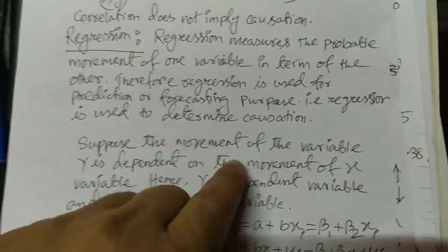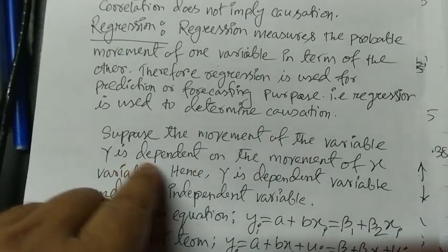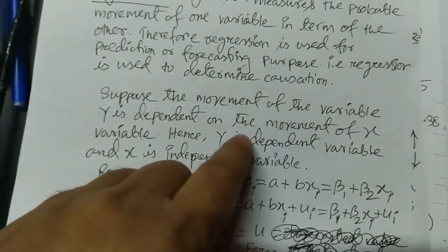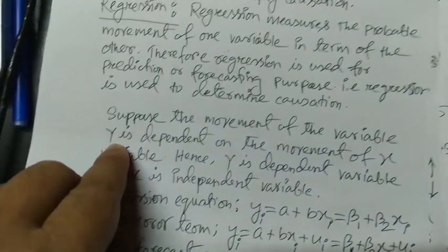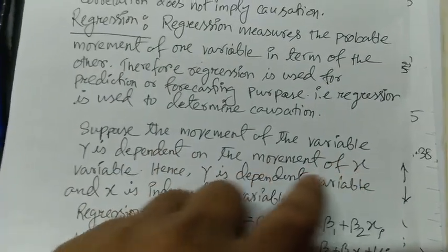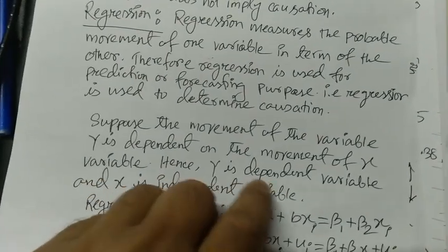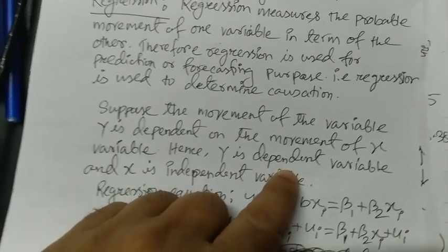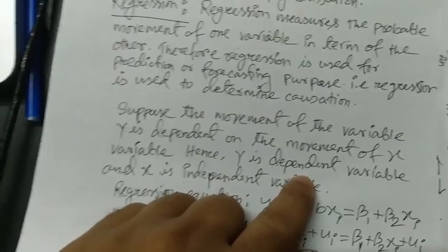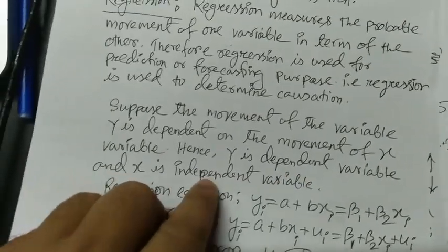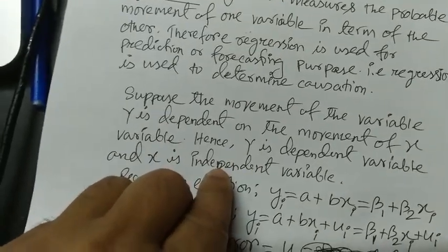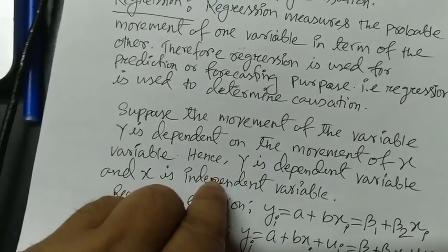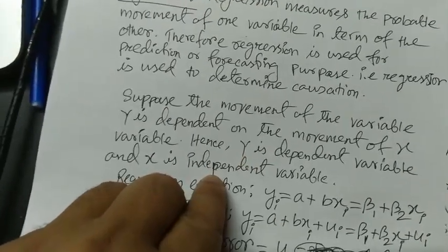Suppose the movement of the variable y is dependent on the movement of x. That means movement of y is depending on the movement of x. In that case, y is the dependent variable because y is depending on x, and x is the independent variable. That means here x is affecting y.